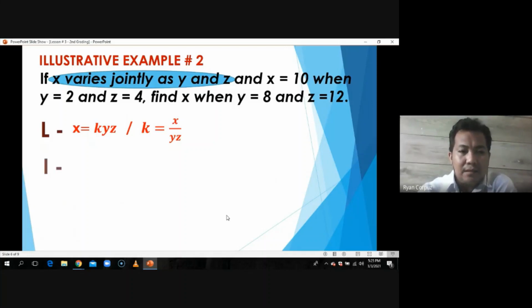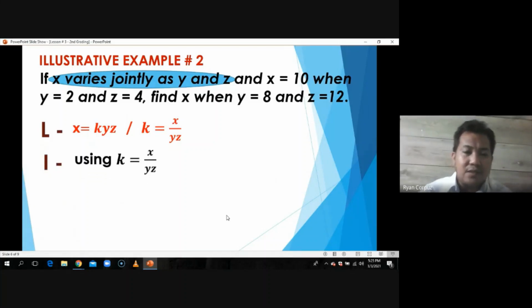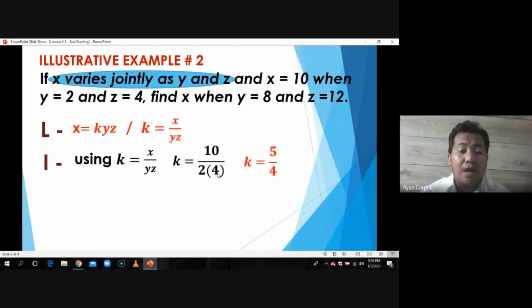Then, using the second form equation of k is equal to x over yz, let's find out the value of k or the constant of variation using complete value of x, y, and z in the problem. X is 10, and y is 2, and z is 4. Simply substitute it, x is 10 again, y is 2, and z is 4. So, pwedeng cancellation or pwedeng direct na, 2 times 4, that would be 8. Magiging 10 over 8. Since it's not exactly divisible, we can reduce it into lowest term. So that would be k is equal to 5 over 4.